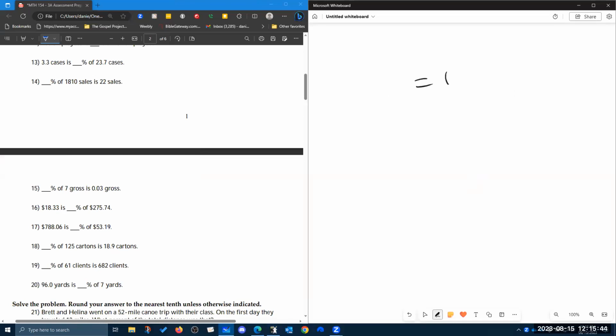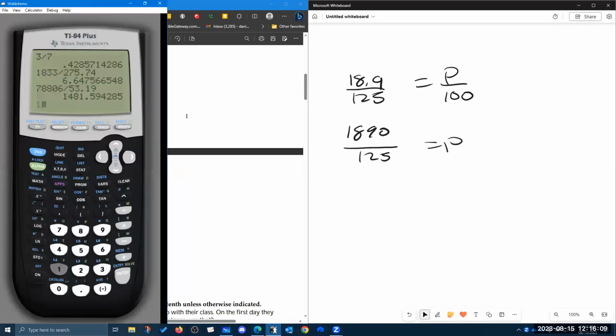Blank percent of 125 cartons is 18.9 cartons. 1890. Remember, I'm multiplying by 100. I'm moving the decimal 2 places to the right to do that. $15.1.